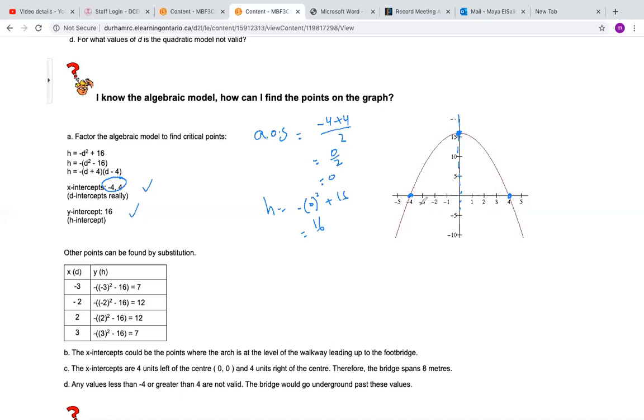I can sketch them. Now, another way to do this is to plug in numbers between the two x-intercepts. So let's say what they did here is they plugged in -3, -2, they plugged in 2 and 3 into D, and then they found the answer and they sketched it. That's another way that you can do that. Okay, so I personally recommend that you find the x-intercept and you find the vertex, because knowing what the vertex is and knowing what your x-intercepts are helps you sketch the graph.